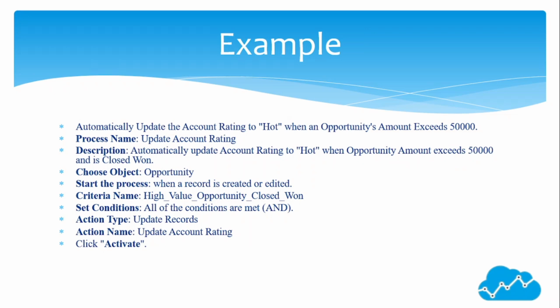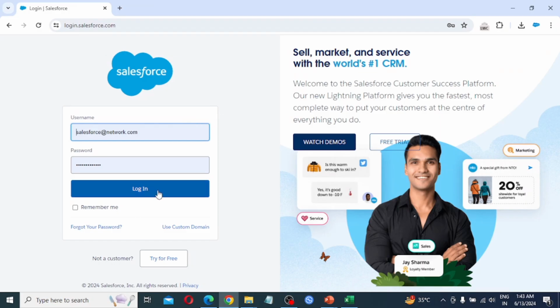Set conditions: all of the conditions are met, and action type: update records. Action name: update account rating. Click activate. So to do the practical, just log into our Salesforce account.